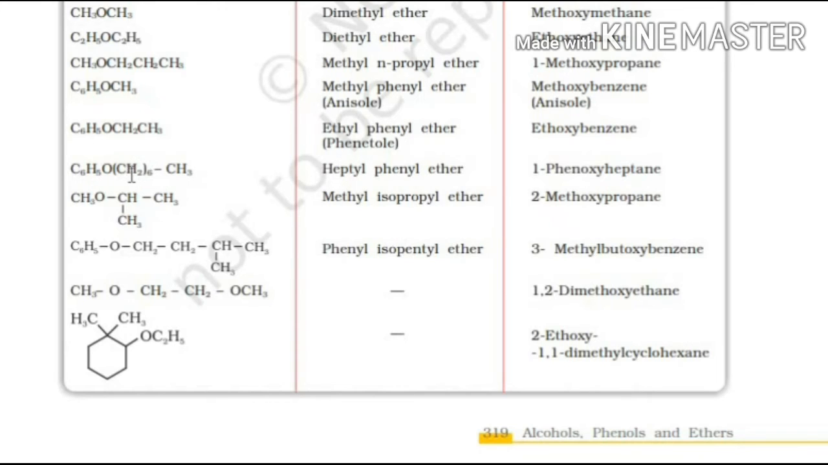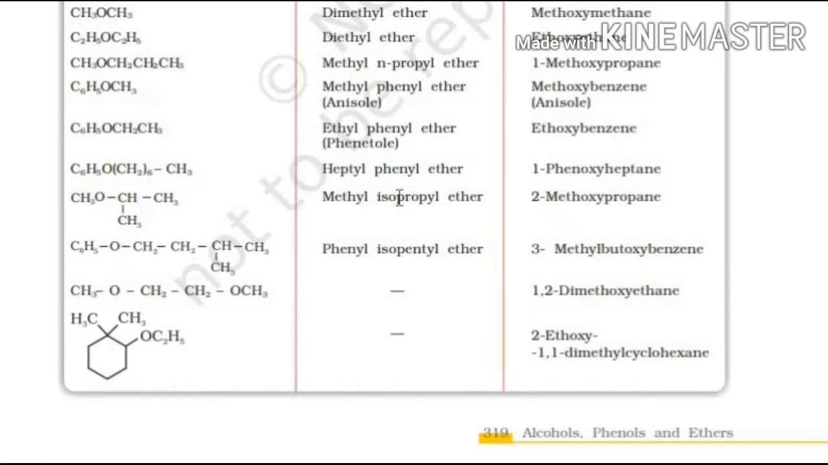There are CH2 6 times, that is CH2 CH2 CH2 CH2 CH2 CH2, and then CH3. There are 6 times CH2 and a CH3, so this forms a heptyl group, and this is phenyl, right? So heptyl comes before phenyl in alphabetical order, so we write heptyl phenyl ether. Now this is isopropyl, and methyl is there, CH3, so we will write methyl isopropyl. Now we will see P of propyl for deciding the alphabetical order, not I of iso.